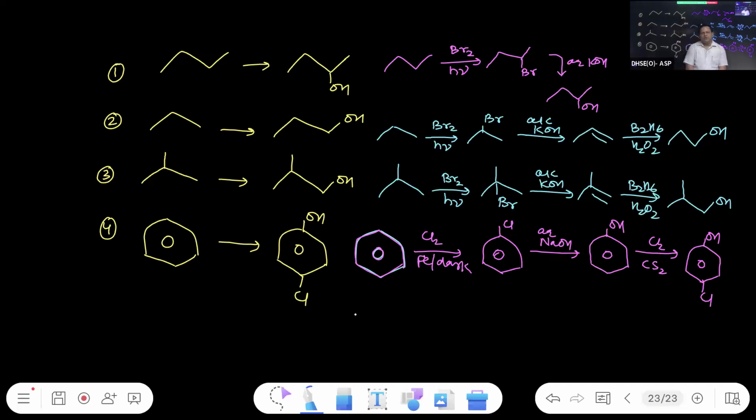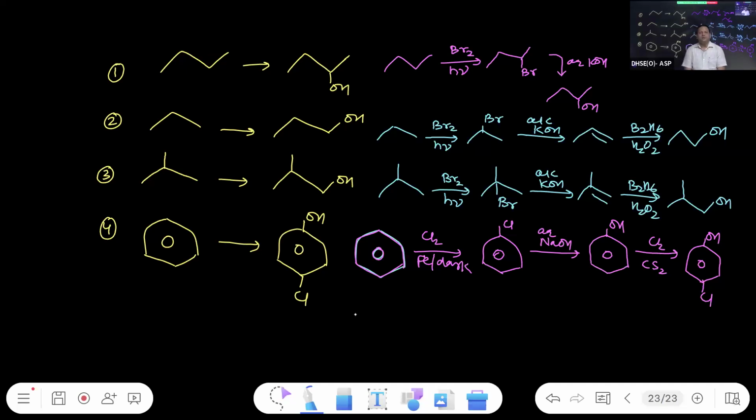So in order to avoid going through the carbocation route, we have to follow oxymercuration demercuration. In oxymercuration demercuration, there is no formation of a classical carbocation. It is a non-classical carbocation, so it cannot undergo rearrangement. That is the beauty of the oxymercuration demercuration reaction.